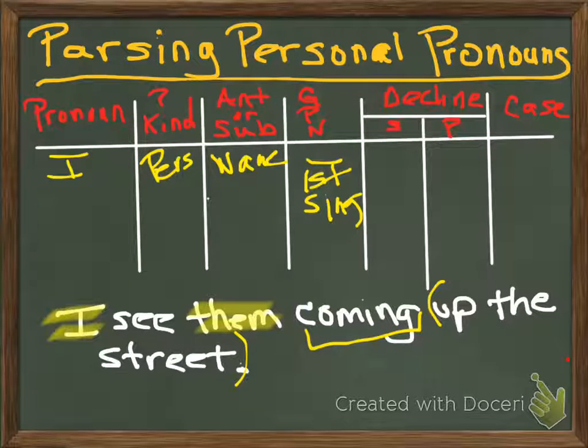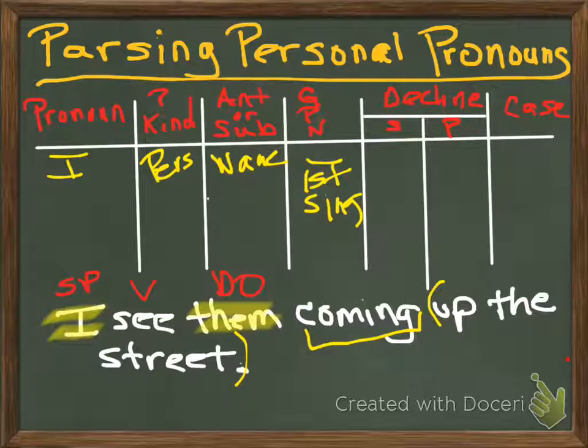So we will ignore those when we classify, and we'll just classify the core sentence up here where the pronouns exist. I see them. Who sees them? I. Subject, pronoun. What is being said about I? I see, verb. I see who? Them. Is them the same thing as I? No, it's not. So it is the direct object.